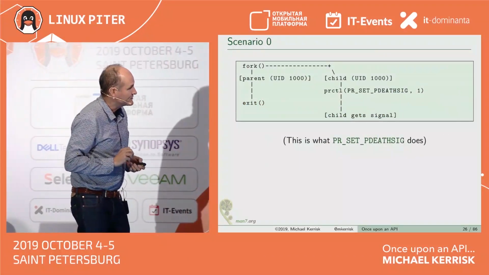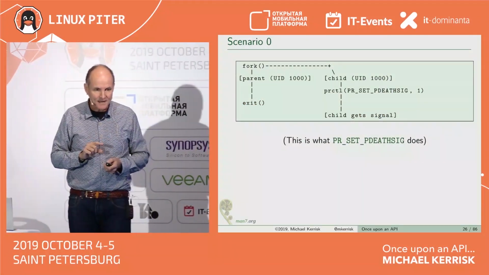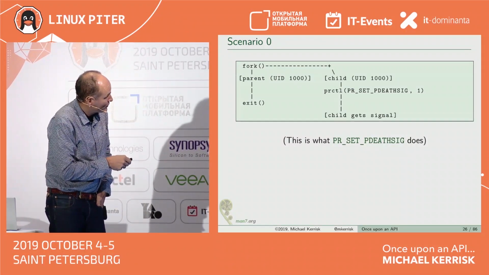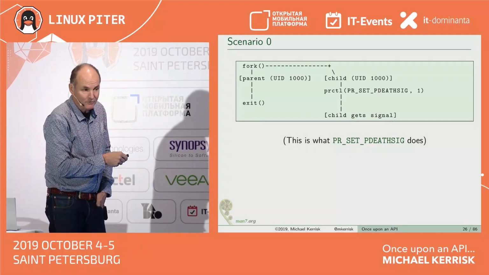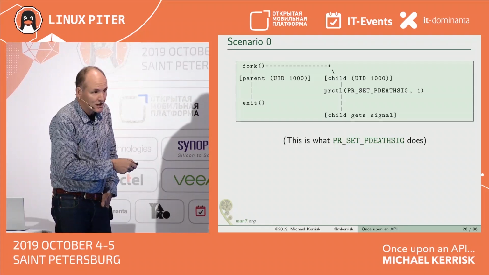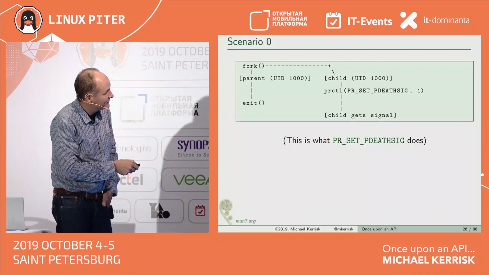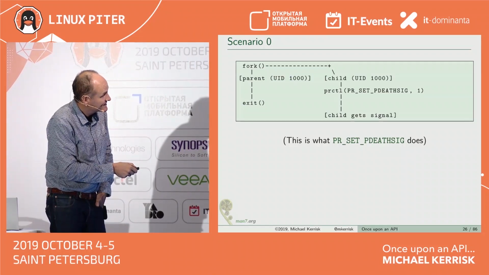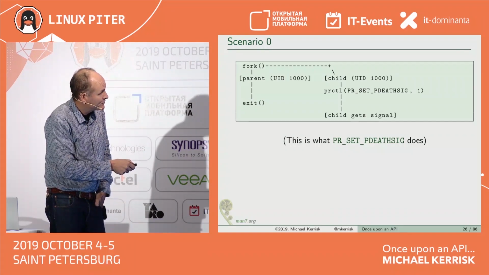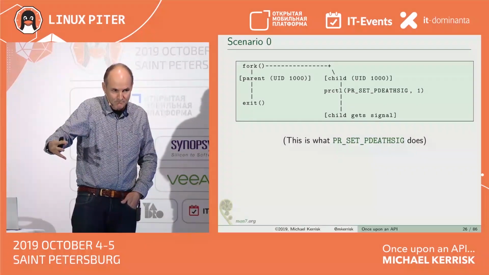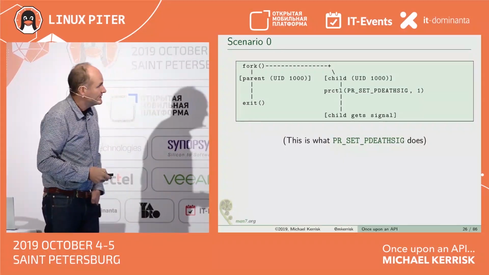So here's a picture first of all. This is what PR_SET_PDEATHSIG does. We have a program that calls fork. Okay, this program is presumably being run by an unprivileged user, let's say UID 1000. So I've got a parent process and a child process, both UID 1000. The child does the PR_SET_PDEATHSIG thing to say I want a certain signal number when the parent terminates. The parent terminates and the child gets a signal. This is what PR_SET_PDEATHSIG does.